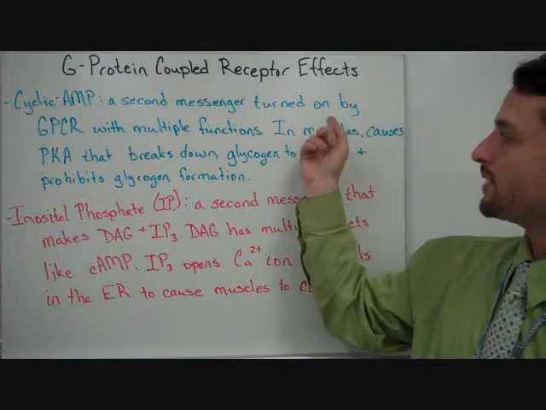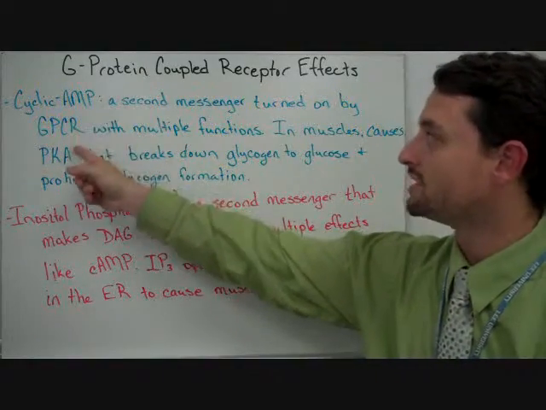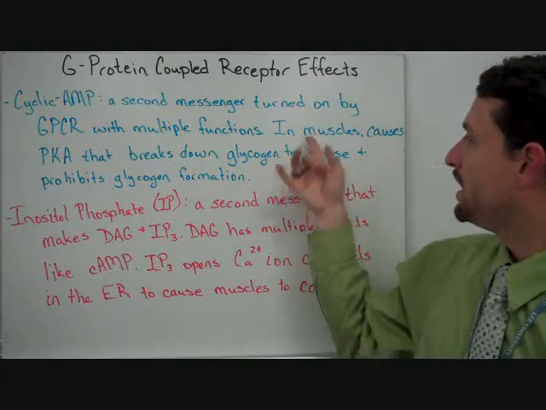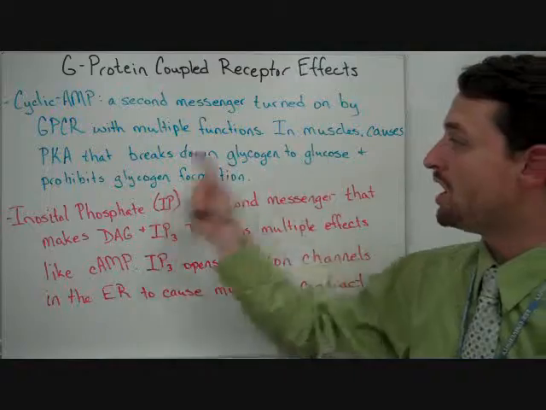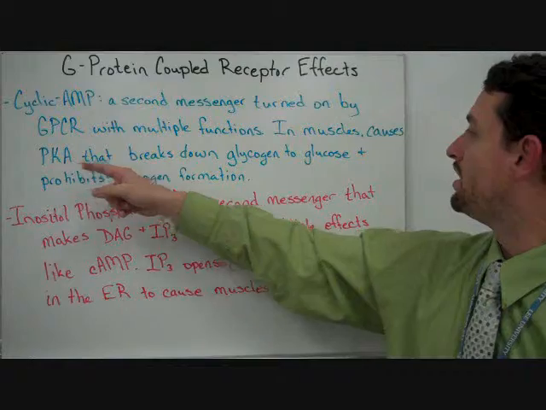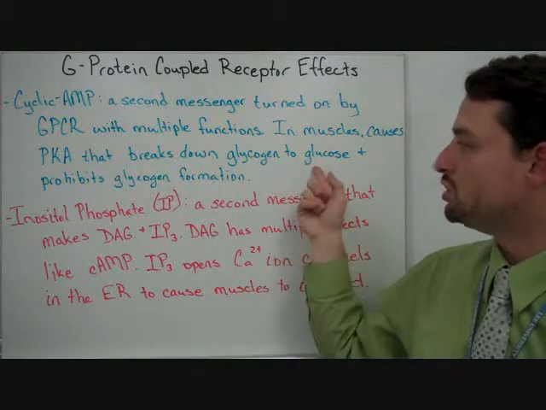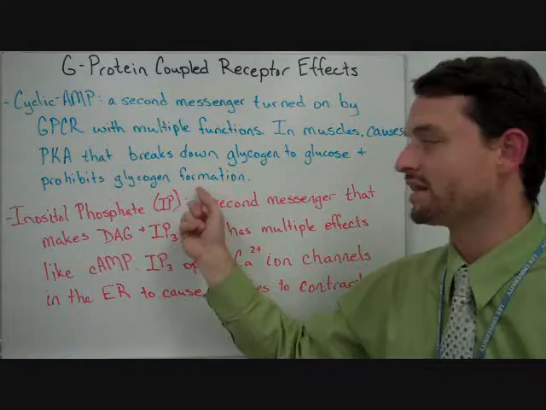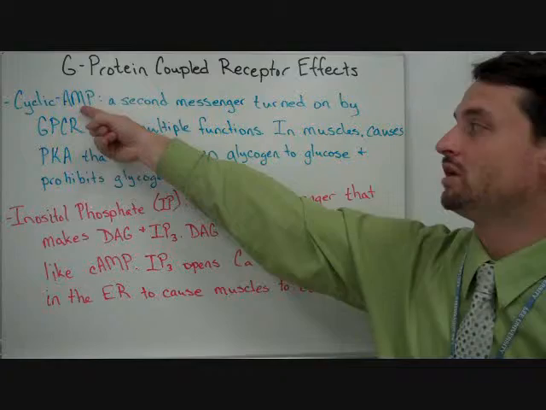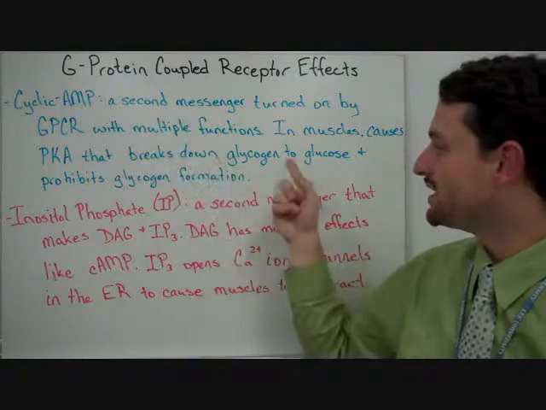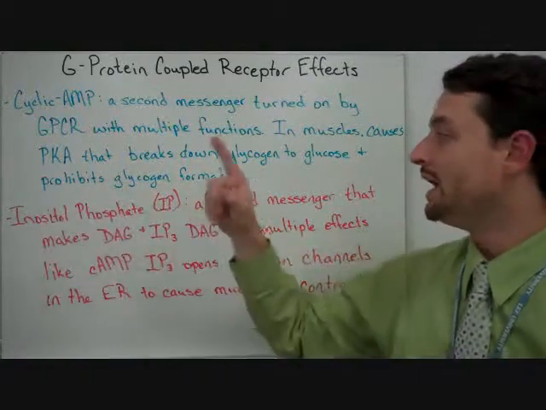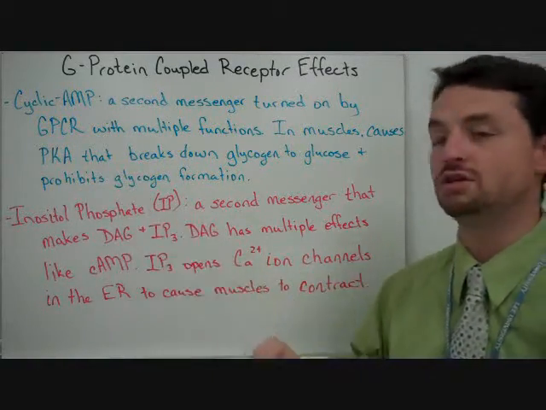It gets turned on by a G protein-coupled receptor with multiple functions. And just to give you one, in muscles, cyclic AMP will cause PKA. You can look that actual name up if you'd like. It will cause PKA that breaks down glycogen to glucose, and then that also will prohibit glycogen formation. So in muscle cells, whenever you're working out, your muscles will use cyclic AMP to break down glycogen to make glucose, using cyclic AMP to turn PKA on. And PKA will also prohibit glycogen from being formed.